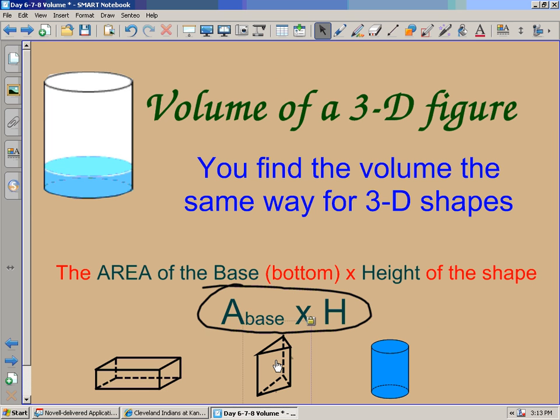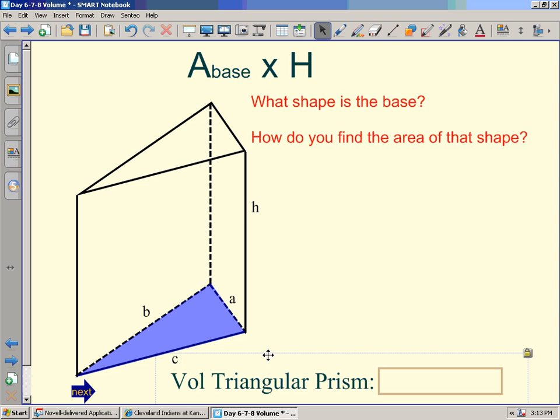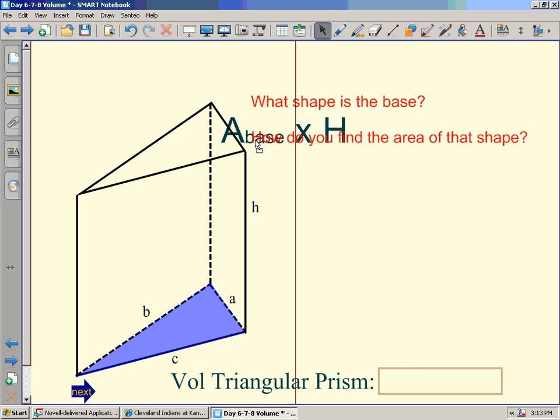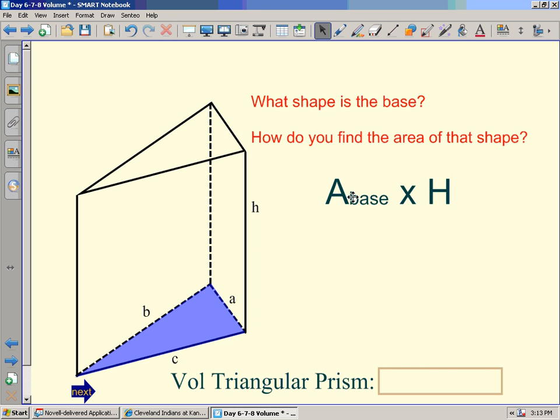If we're going to look at the formula for the volume of a triangular prism, it's the same formula. We need the area of the base times the height. The only thing now is we have a different base. So if we bring in our base now, we need the area of our base times our height.